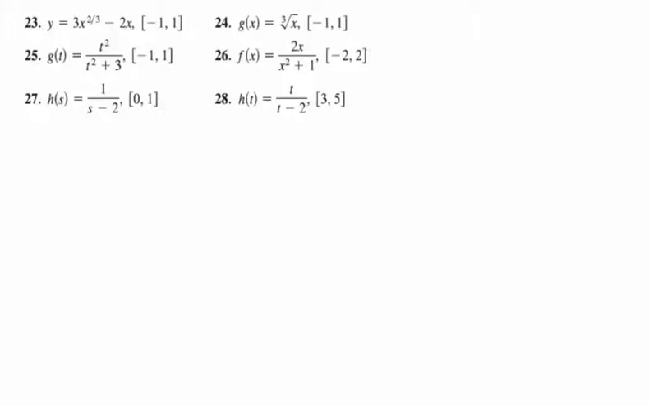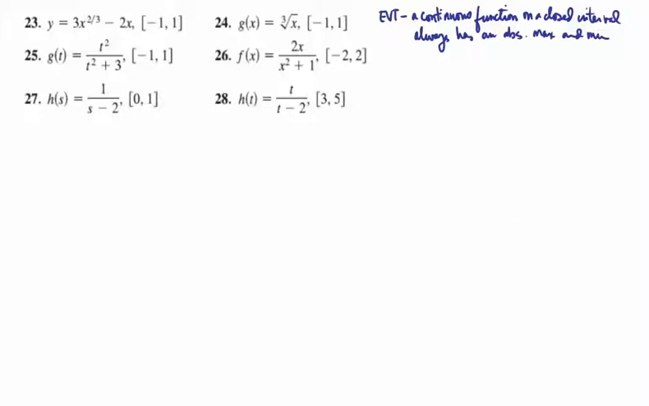Okay, so in this video I will complete the section of exercises on finding the absolute max and absolute min on a closed interval. And we'll review a few items here. The first thing is the extreme value theorem, which I call EVT. It states that a continuous function on a closed interval always has an absolute max and an absolute min. Furthermore, these will occur at either critical numbers or endpoints.